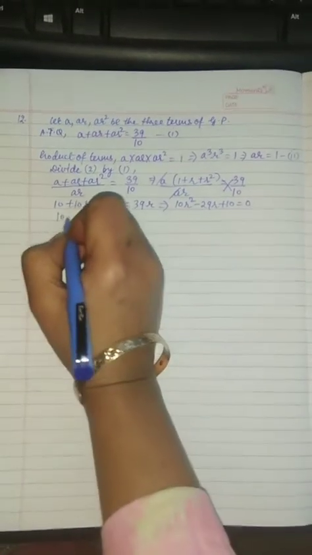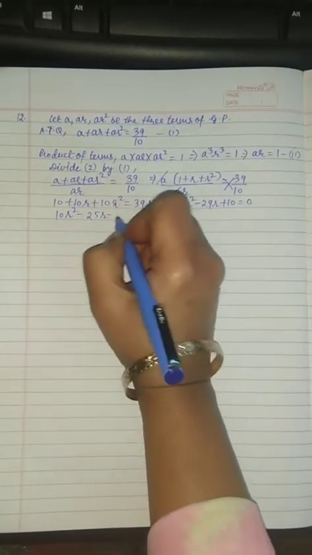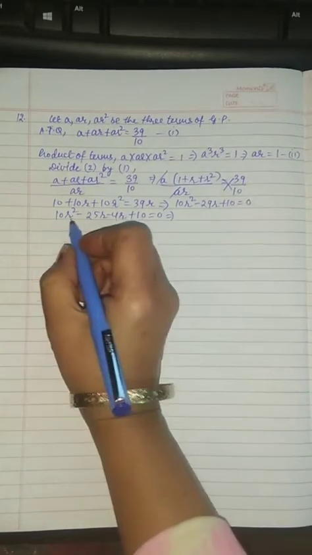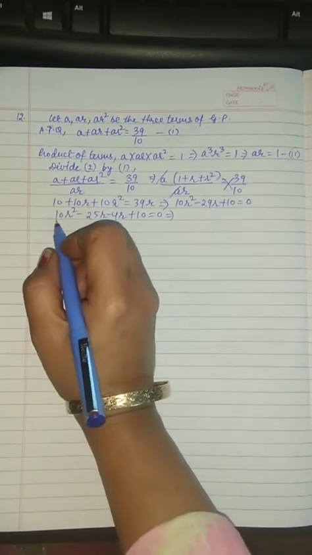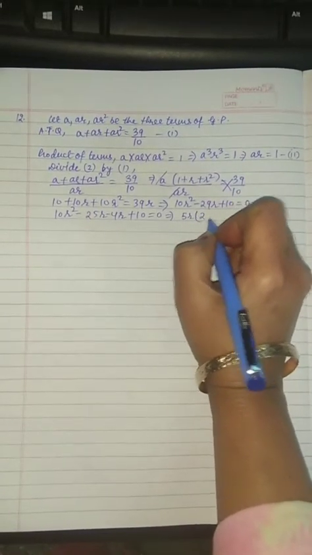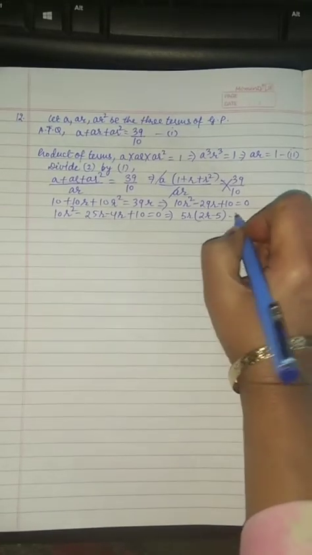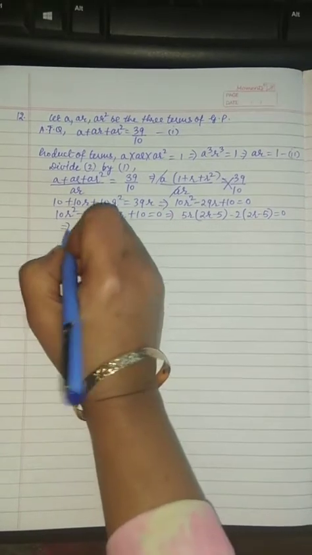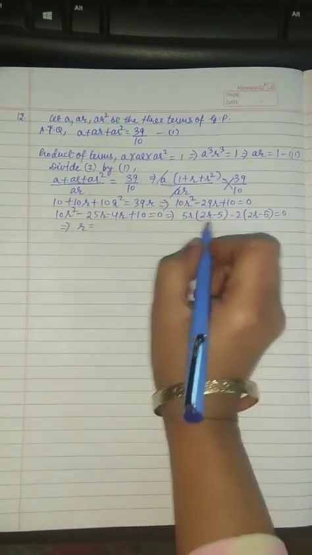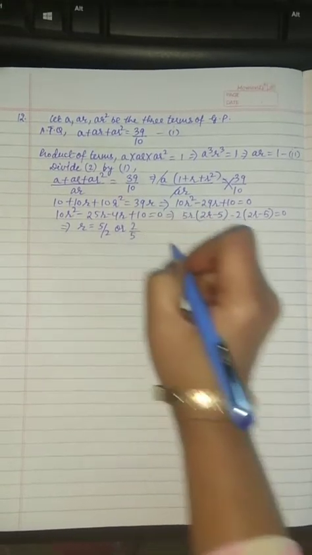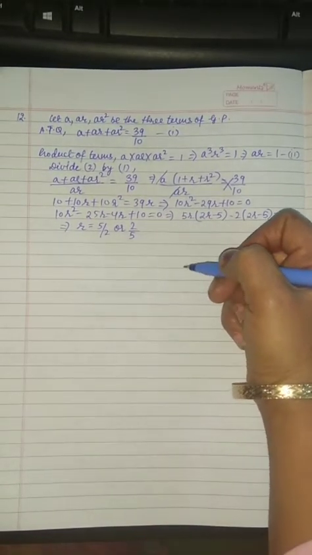Splitting the middle term, we will get 10r² − 25r − 4r + 10 = 0. Now we take 5r common from the first two terms, so it will become 5r(2r − 5), and taking −2 common from the last two terms, we will get −2(2r − 5) = 0. It will give us r = 5/2 or 2/5. These are the two values of r we get from here.